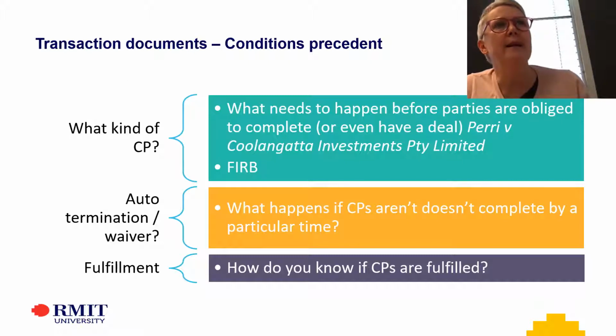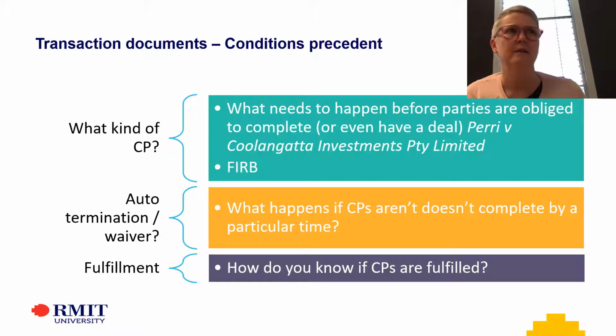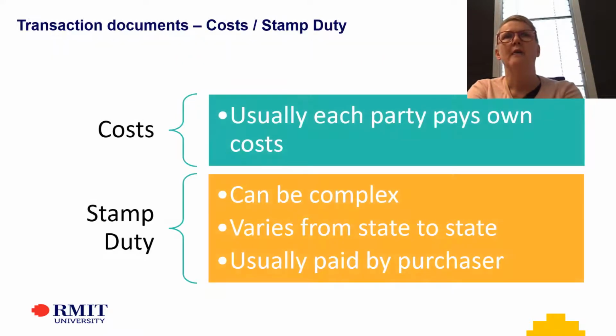Another thing that we need to think about, both from a share and asset point of view, is how do we know when conditions precedent have been fulfilled? What evidence do you need? And that will often go to your completion agenda. You have a kind of checklist of things that you do. We looked at that in the agreement as we went.